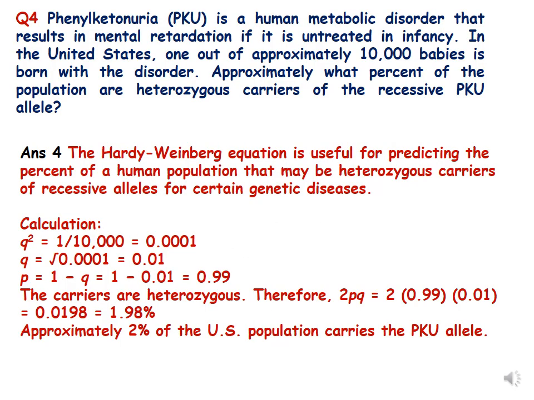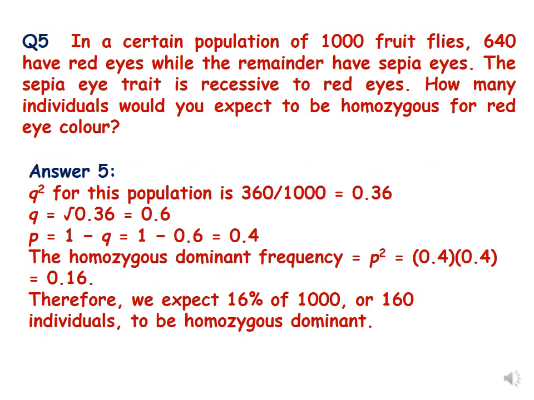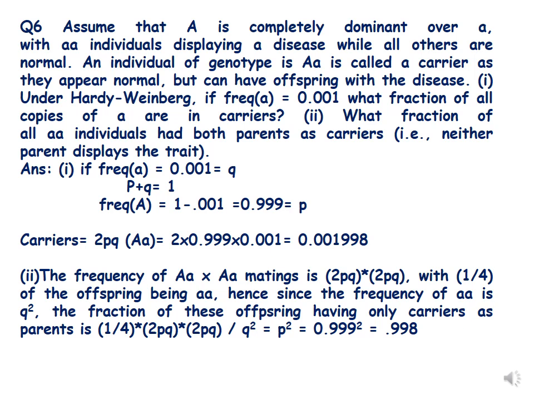Now these are some more problems where you can see how we take q square and then the square root of q square to find the recessive allele frequency, and then apply p is equal to 1 minus q to find the dominant allele frequency. Then we can also calculate the heterozygous genotype. Here again, in question number 5, you see the question, calculate q square, calculate q by taking the square root, calculate p, and then this question is solved. So this is another question.